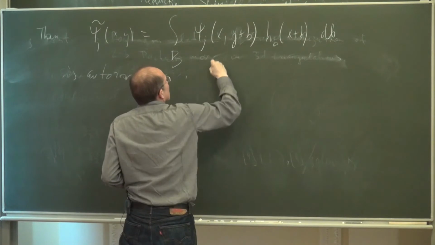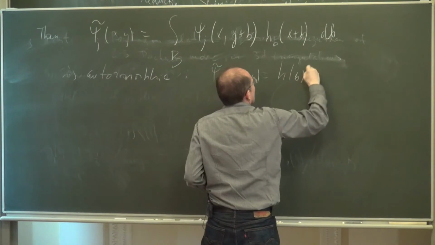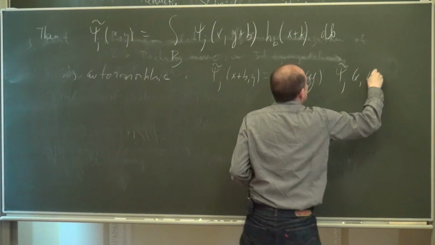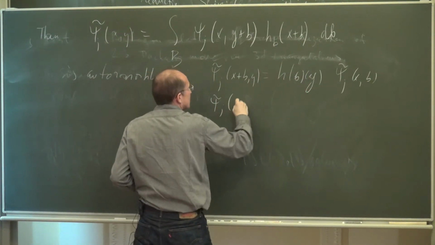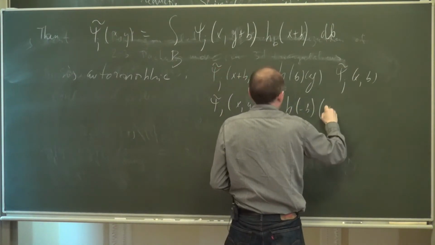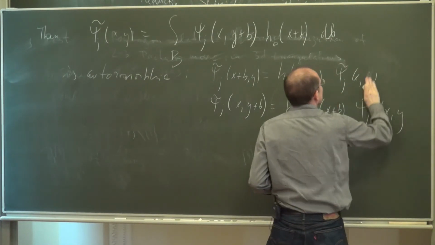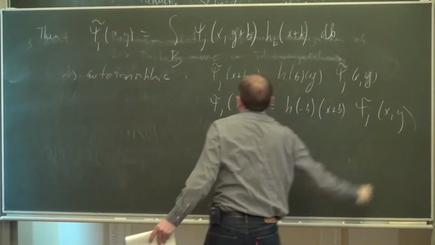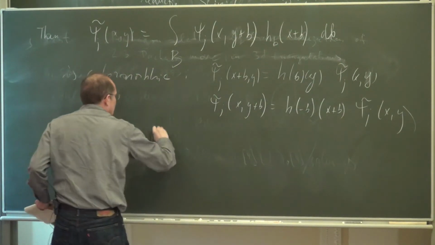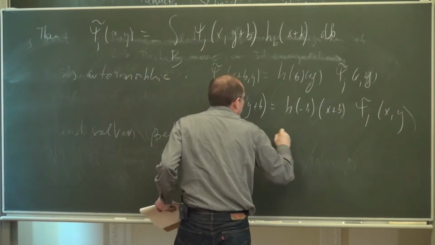In the sense that psi tilde j of x plus b, y equals h of b of y, as in the hypothesis, but it is automorphic also with respect to the second argument, h of minus b x plus b psi j tilde of x y, and solves the beta pentagon over the quotient group.